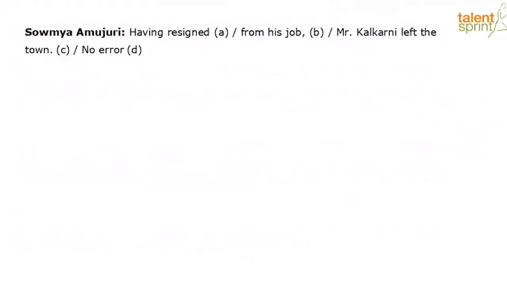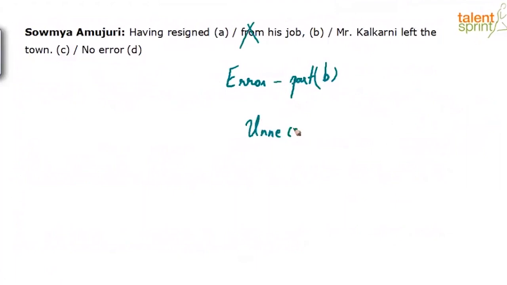This is one question from your daily test, right? The error is in part B. You just delete "from" because it's an unnecessary preposition here. Preposition, I always keep saying there are only 3 types of errors when it comes to preposition. Either it's an unnecessary preposition, or it's an incorrect preposition, or it's a missing preposition.